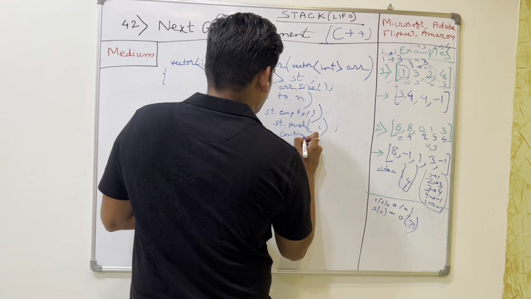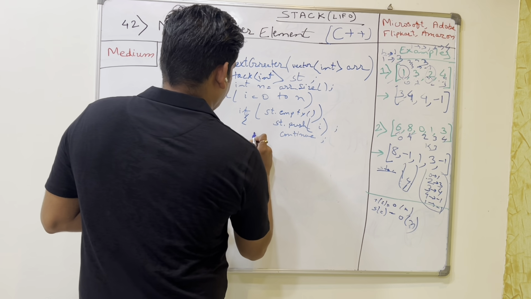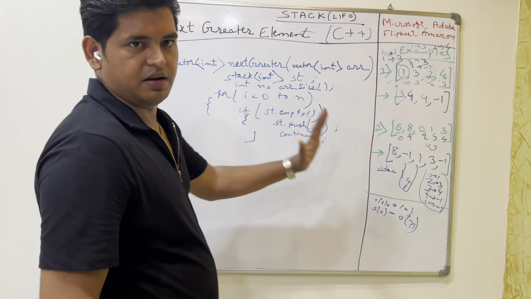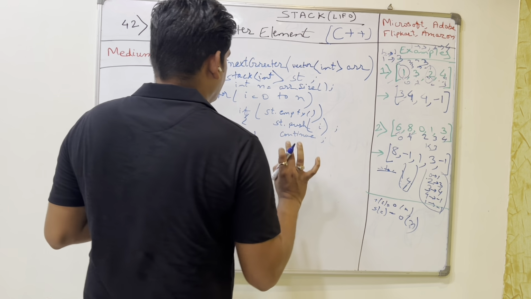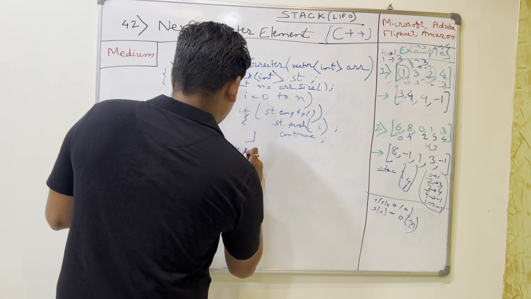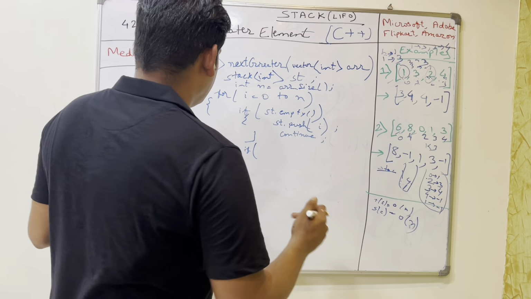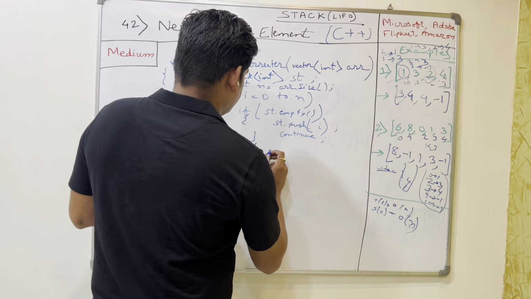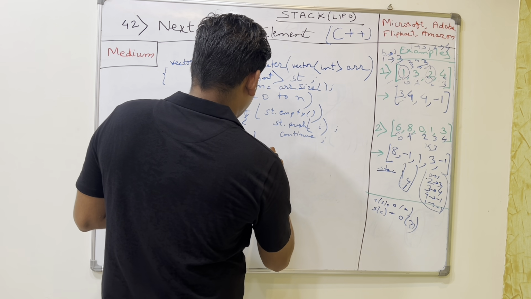We don't need to go and see the other code. We will again go to the next element. This is the part: if the stack is empty, we will do this much operation only. Otherwise, if the stack is not empty, then what do we do? We check if the stack is not empty.